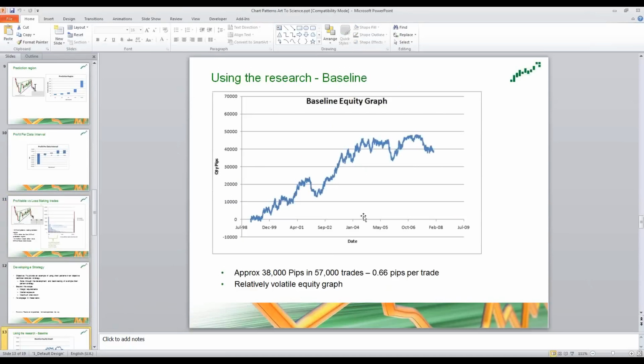So I'm going to skip through a few slides, and we just did a basic equity graph, and we call this the baseline equity graph. We make approximately 38,000 pips in 57,000 trades, which is 0.6 pips profit per trade, which is obviously just a vanilla indicator as Autochartist itself.